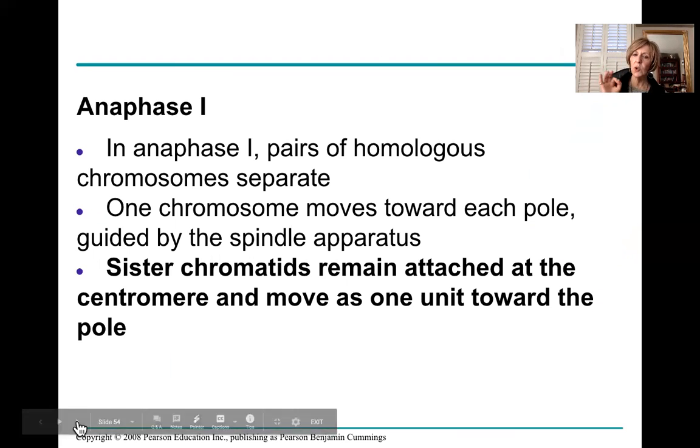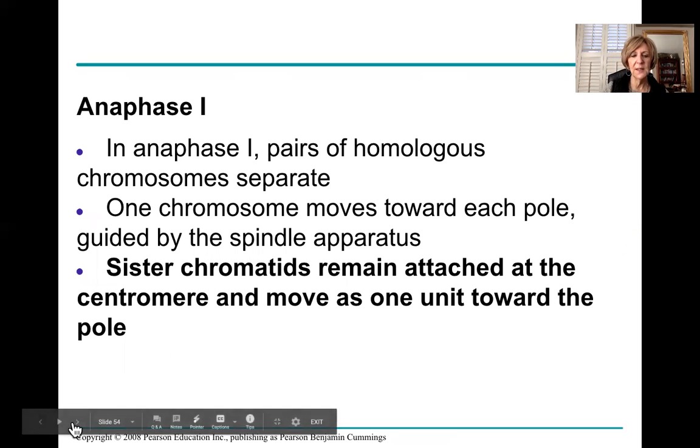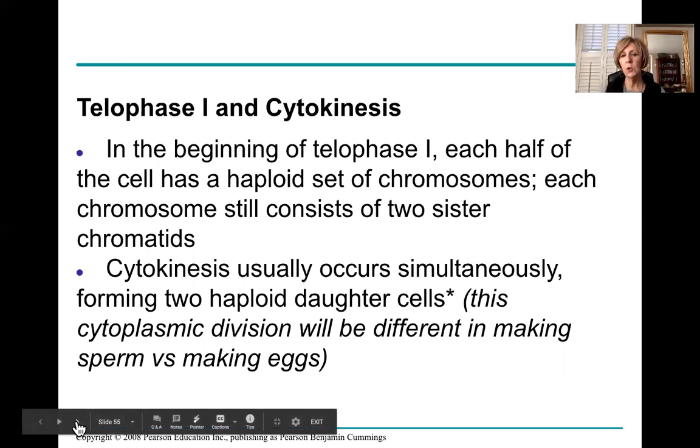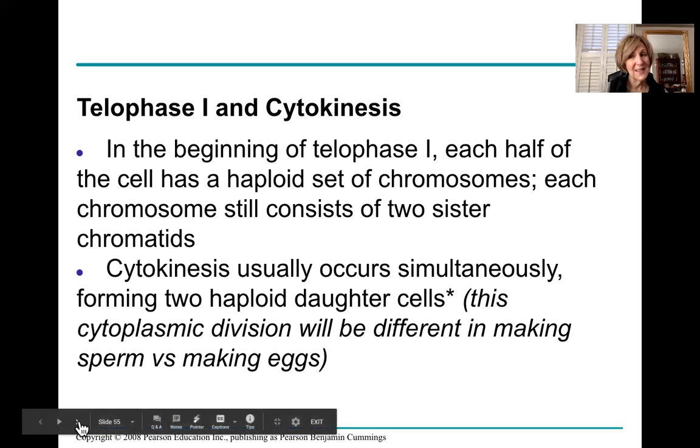But the sister chromatids are going to remain attached at the centromere, and they're going to move in a unit to the poles. In telophase, the chromosomes are just being pulled further to the poles by the spindle, and now I have half the genetic information that was in the parent cell. Cytokinesis follows, and this is where we're going to see a difference, whether this is happening in the testes or the ovary. You're going to have a division of the cytoplasm. In spermatogenesis, to make sperm, the cytoplasm is going to be divided equally, but in making eggs, it's not.